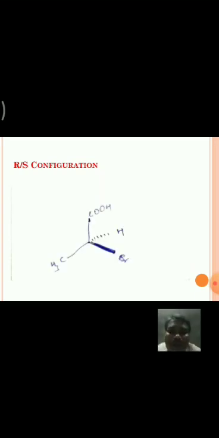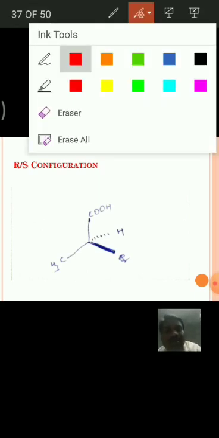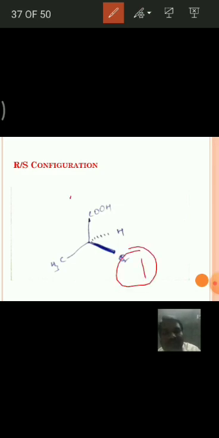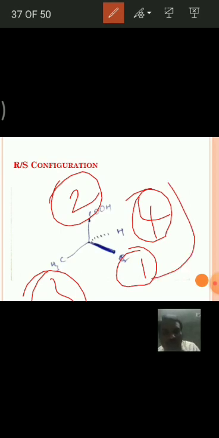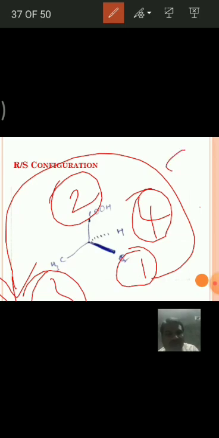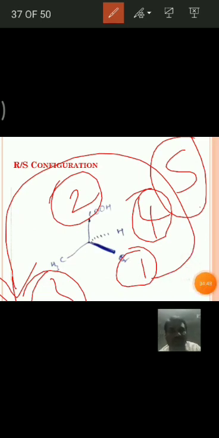Next, see here one more example. Here bromine, again first priority, this is second priority, this is third priority, again fourth priority. Fourth priority is again at hatched wedge, hence no problem, 1, 2, 3 like this, that is counterclockwise, hence S configuration. I think you have understood.